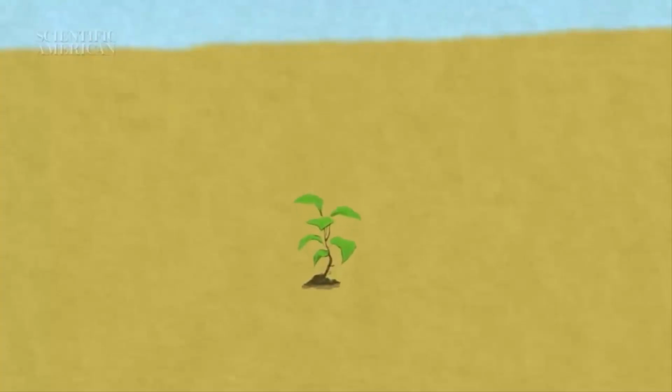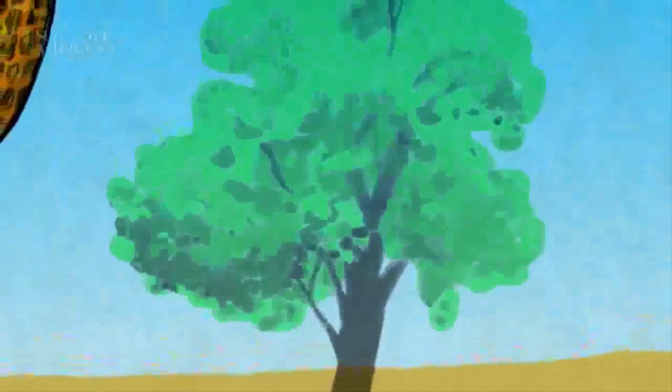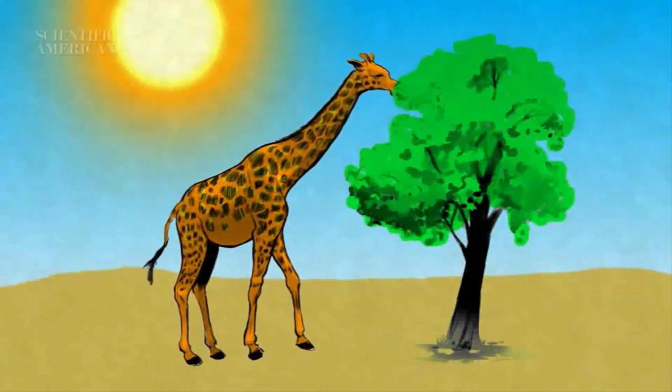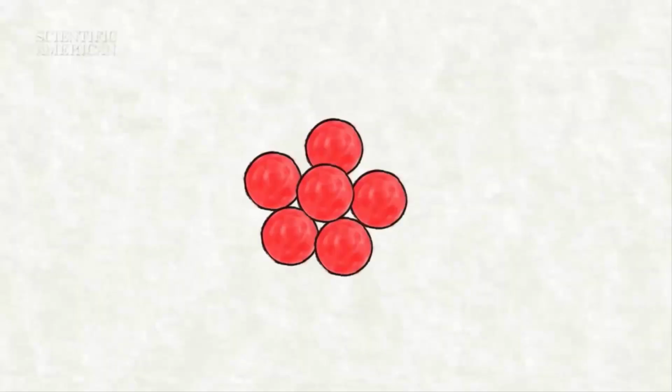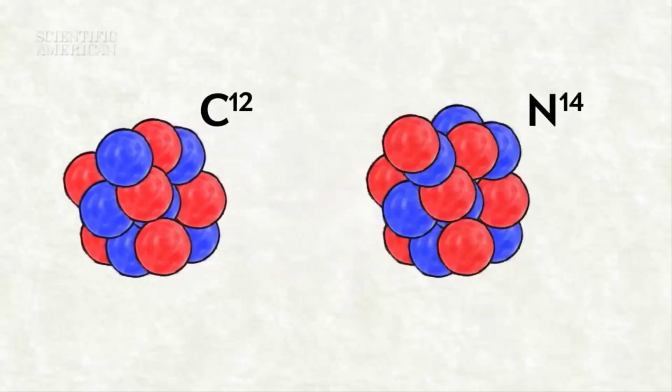Of course, every living thing is made of carbon. Plants grab carbon dioxide from the atmosphere and use it to form complex organic molecules. Animals get their carbon by eating these plants. But there's more than one form of carbon. Most carbon atoms have 6 protons and 6 neutrons. We call this carbon-12. High up in the atmosphere, sometimes cosmic rays hit nitrogen atoms. This creates carbon with 6 protons and 8 neutrons. We call this carbon-14.